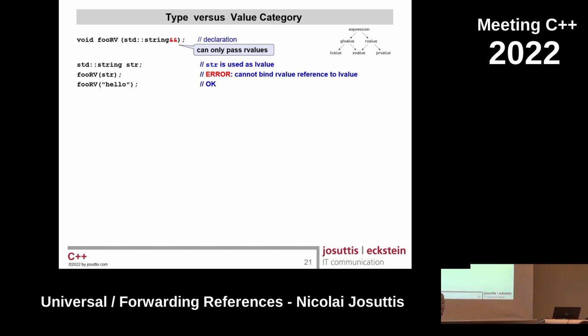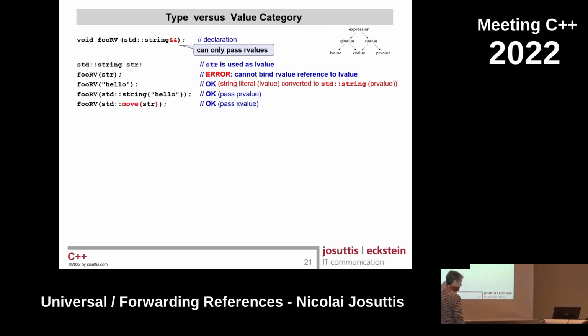It's a class. There's a hidden operation. Yes, because the type does not fit. So this object is converted to a string. That string is a temporary object, so a PR value, and that is an object that has no name and can be bound to an R value reference. So what you really compile is that. Okay. To pass string, you have to move it.